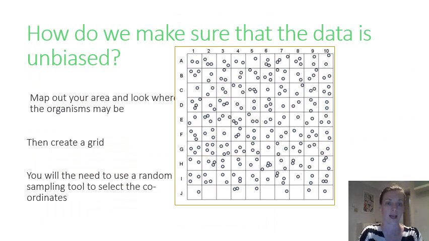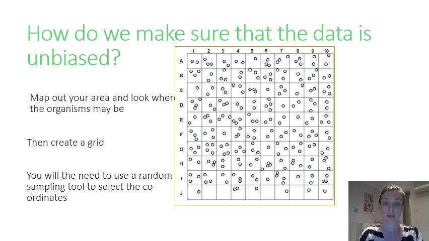So we're going to look at how we make sure that our data is not biased. What you'd normally do is map out your area where you're going to look for your organisms. It's all too easy, if you're being asked to look for dandelions, to just go where you can see the largest dandelion, and that would be a biased sample because you have purposely gone to that area to get that exact sample.